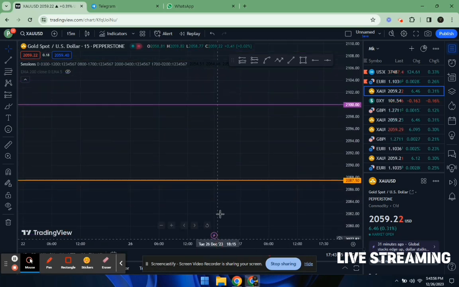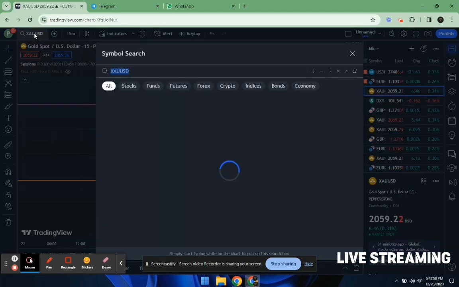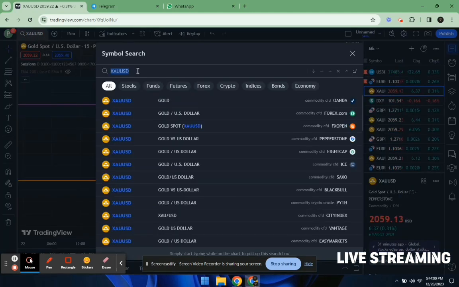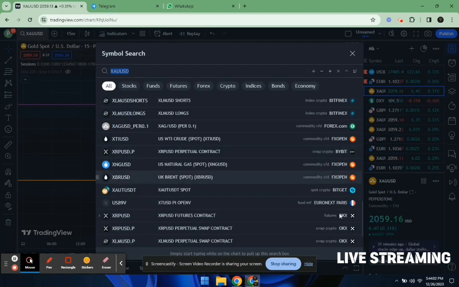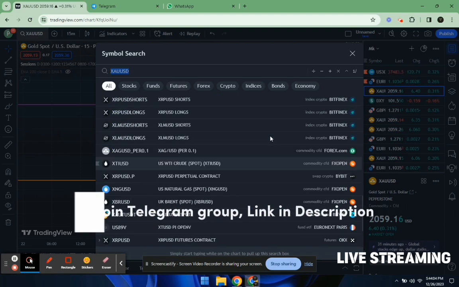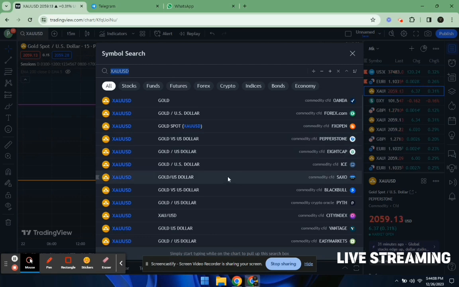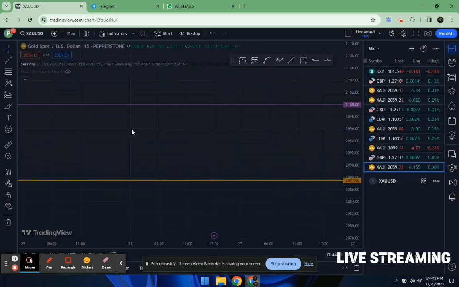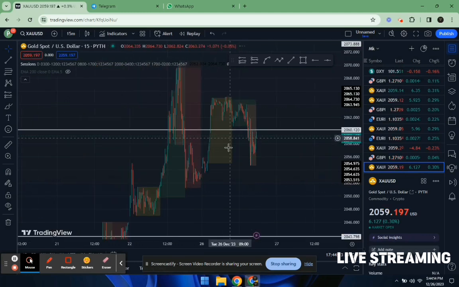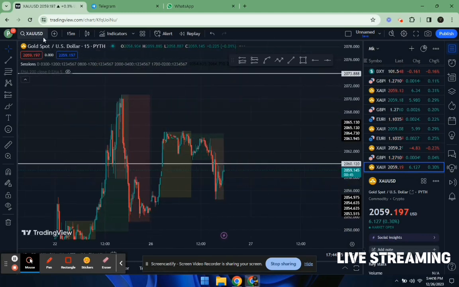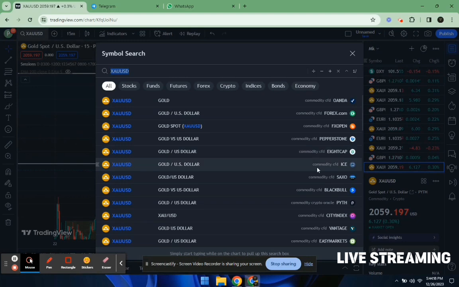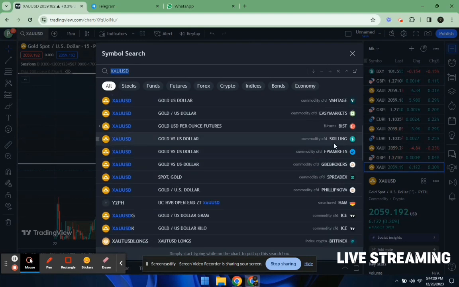So I'm just gonna use a clean chart that I've not really marked anything on before. Let me see. I'm looking for something really clean that I've not really done anything on. Okay, cool.